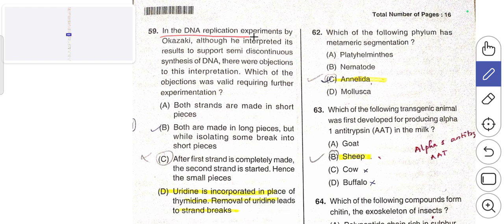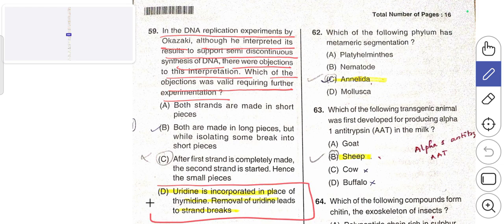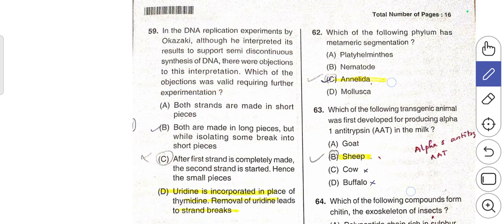In the DNA replication experiment by Okazaki, although he interpreted its results to support discontinuous synthesis of DNA, there were objections to this interpretation. Which of the objections was valid, requiring further experimentation? That is, D is the right answer. As uridine is incorporated in place of thymidine, removal of uridine leads to strand breaks. So D is the right answer.